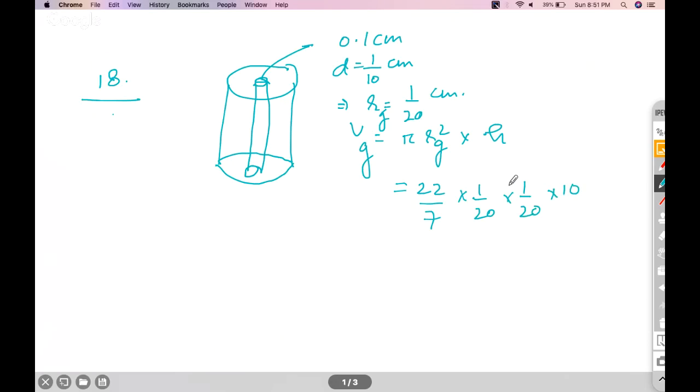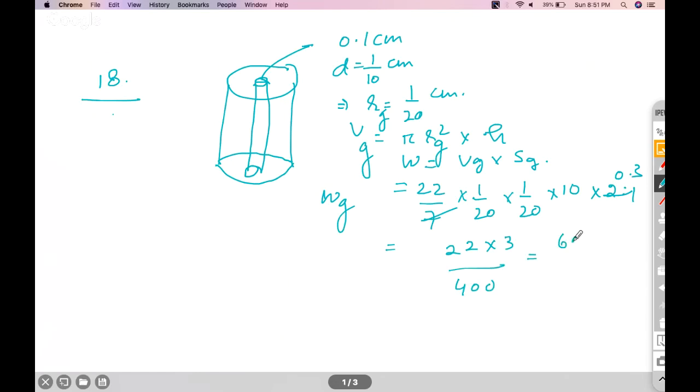And if I multiply by specific gravity, the weight would be equal to volume of the graphite into specific gravity of the graphite. So specific gravity of graphite is 2.1 gram per centimeter cube. So weight of graphite, I multiply here 2.1. So what I get here is 0.3. So what I get here is 22 into 3 divided by 400, which is 66 divided by 400. So how much does it come to? It comes out to be 33 divided by 200 grams.